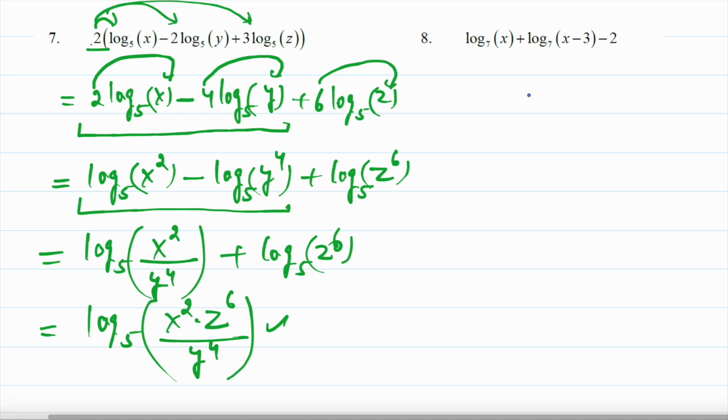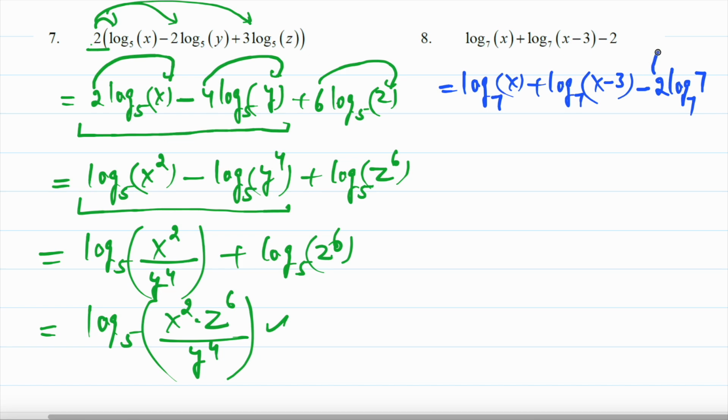So in problem number 8, we have three terms here, log x plus log 7 minus 2. Can I write the next step as log base 7 x plus log base 7 x minus 3 minus 2 log base 7? Why? Because the first two terms have log base 7. This term does not have log base 7, so I try to make it log base 7.